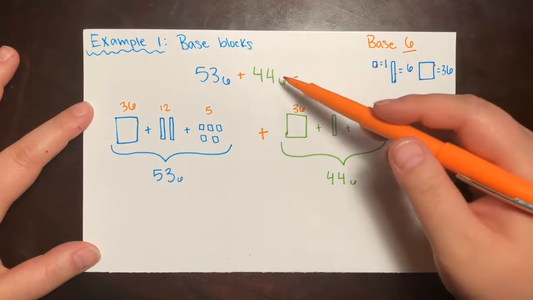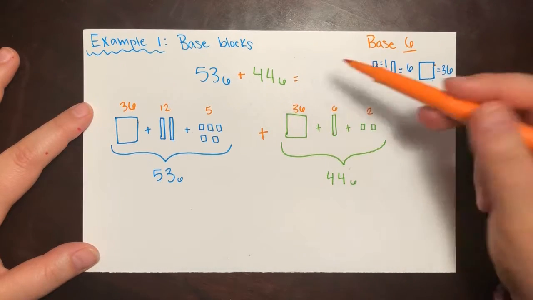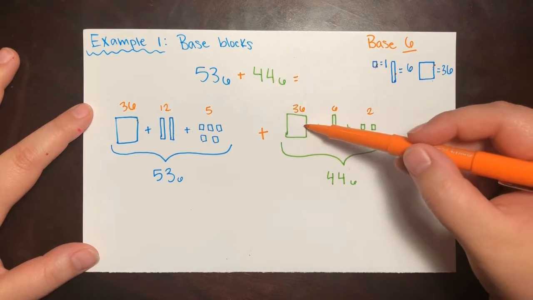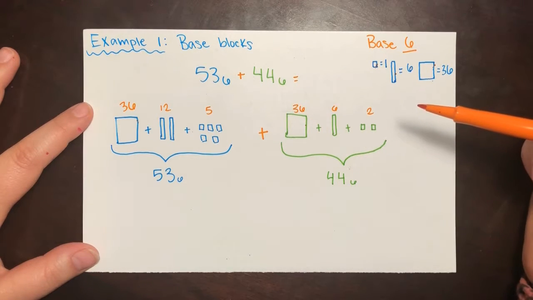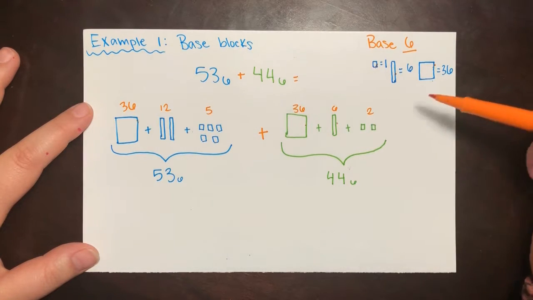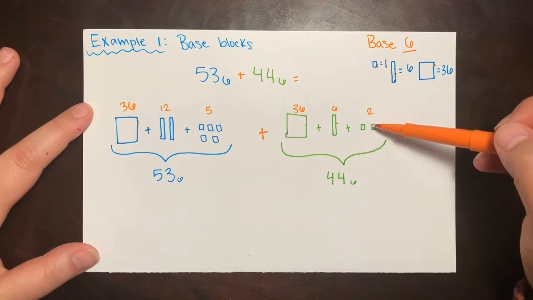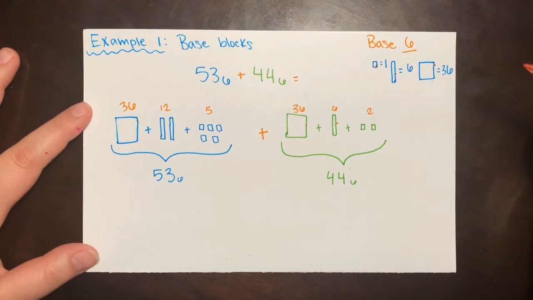Now let's move on to 44 in base 6. Again, 36 goes only into 44 once, so we do 1 flat. And then we have 8 left that we need to handle after that. So 6 goes into 8 only once, so we add 1 rod, and then there's 2 units left over, and that equals 44 in base 6.